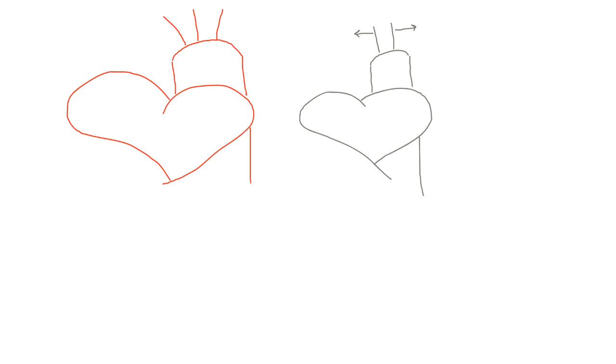So, as you see here, we don't have a left common carotid from the aortic arch. The left common carotid comes out of the brachiocephalic. So this is a difference which we have between the human heart and the sheep heart. And in the video, you can see these differences. So look at the video.